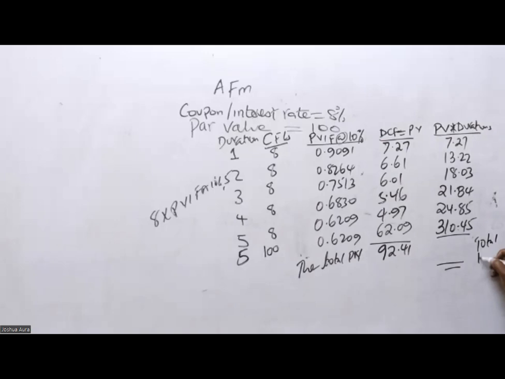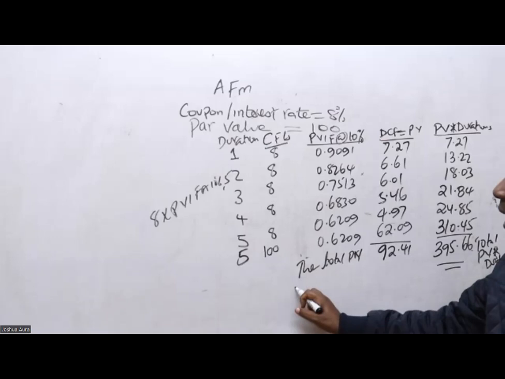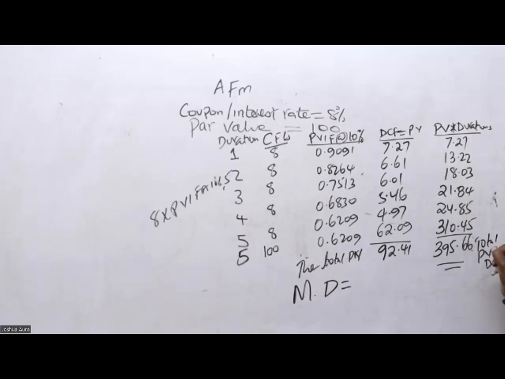Then come and give me the total present value multiplied with the duration. If you add them up, what are we going to get at the end of the day? $395.66. And then to get the Macauley's duration, you take this total of present values times the durations, 395.66, divided by the total present value of 92.41.